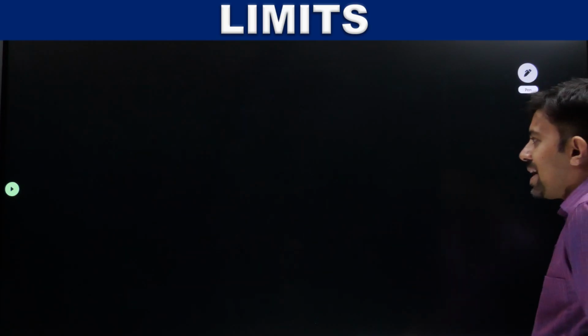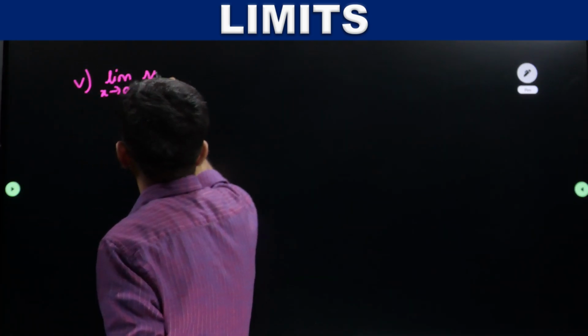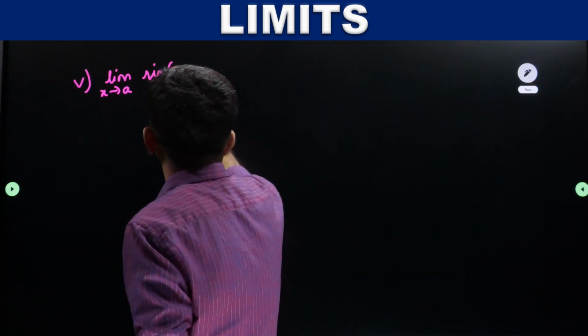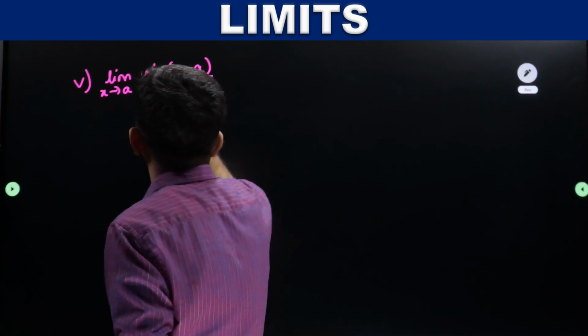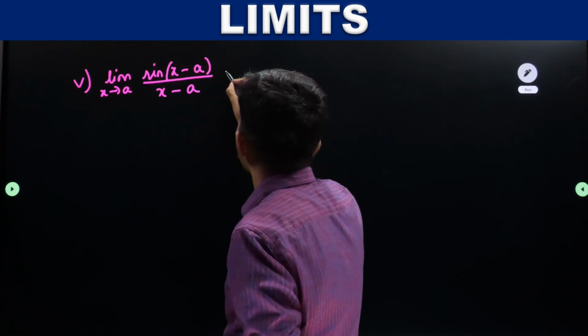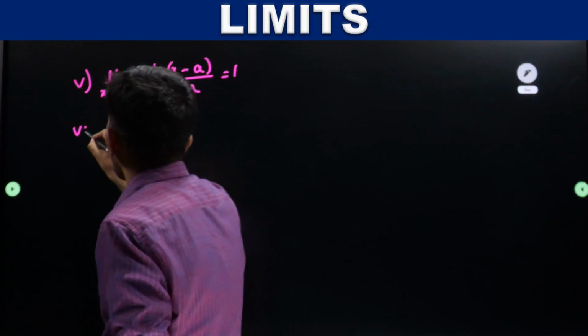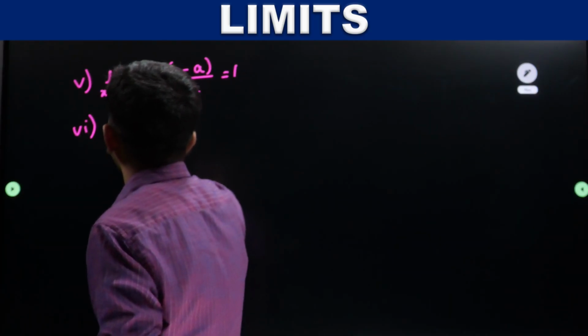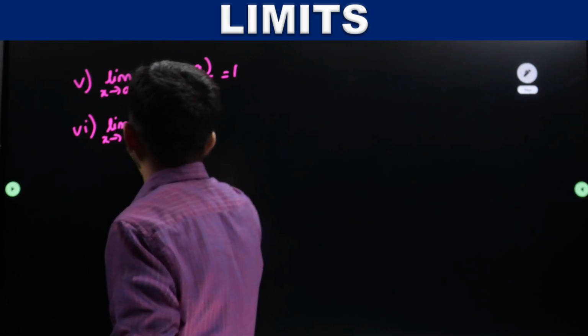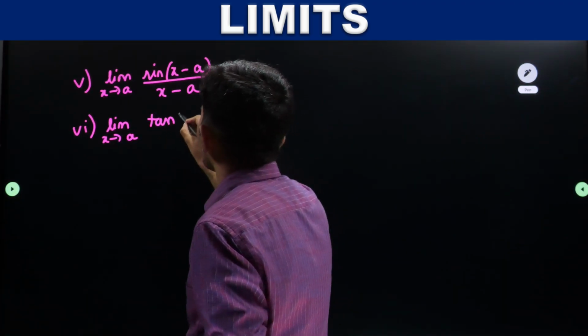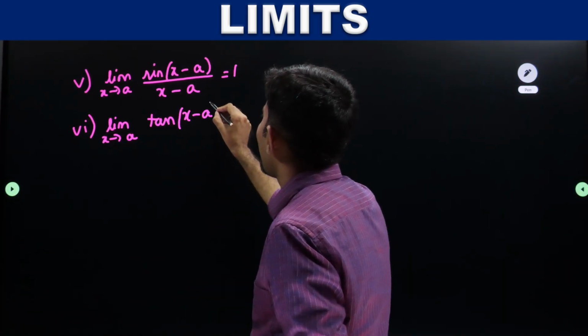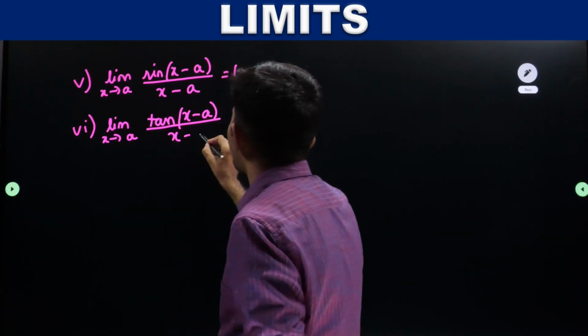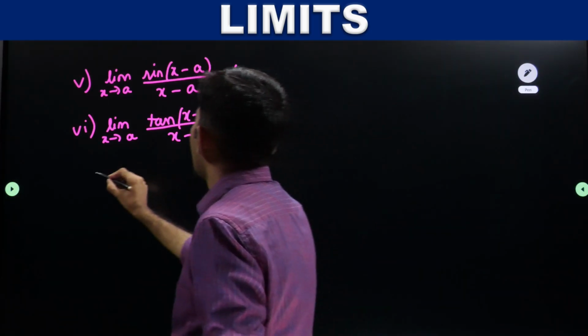Next we have limit x tends to a, tan of x minus a by x minus a is 1. Even sin of x minus a by x minus a is 1. Limit x tends to a, sin of x minus a divided by x minus a is equal to 1. Limit x tends to a, tan of x minus a divided by x minus a is equal to 1.